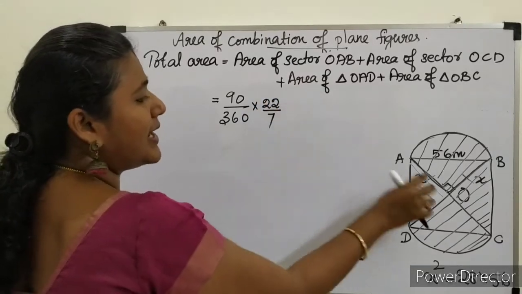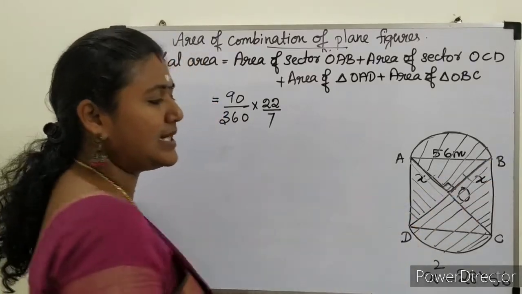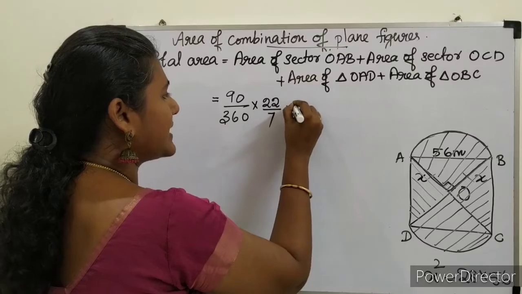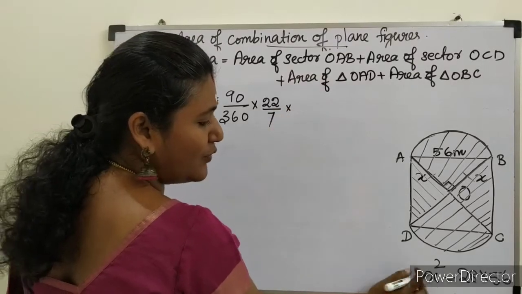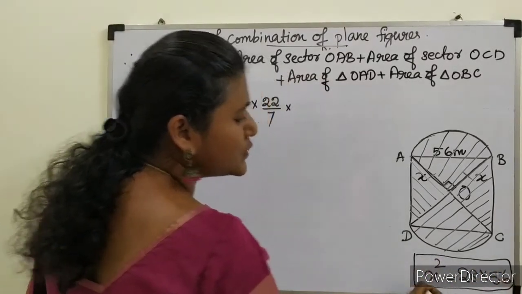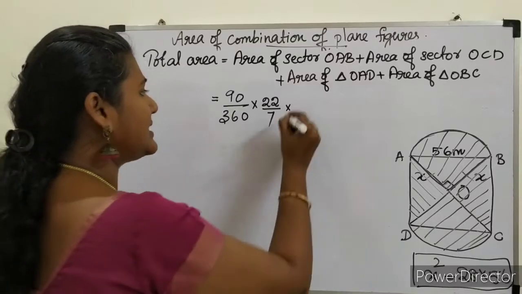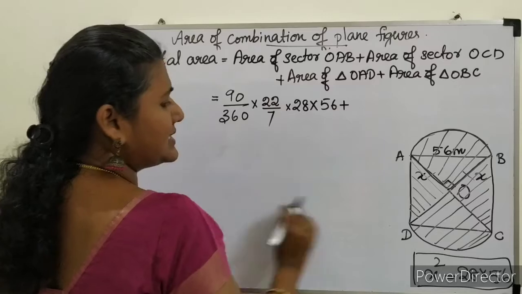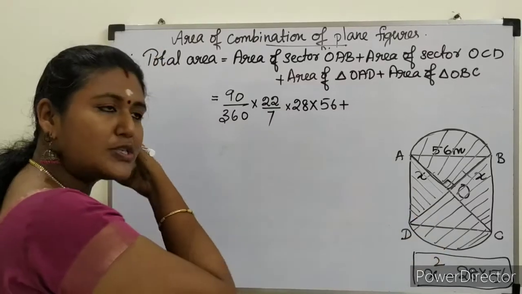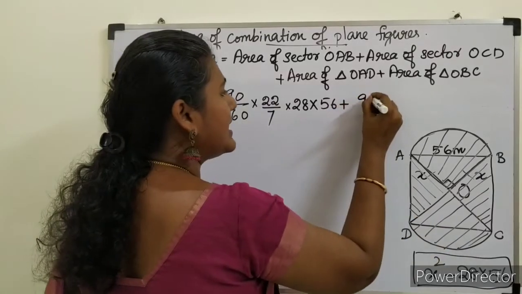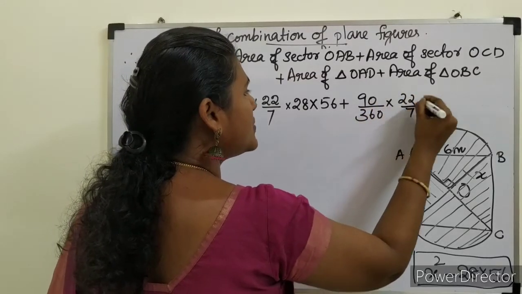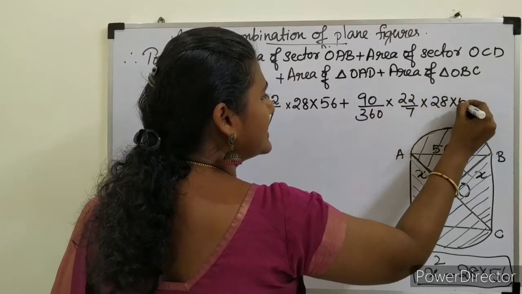R square: the radius in this question is x, so r square is x square. The x square value we have already got, that is 28 into 56. So here we will write 28 into 56, plus the same for this area also. So 90 by 360 into 22 by 7 into 28 into 56.